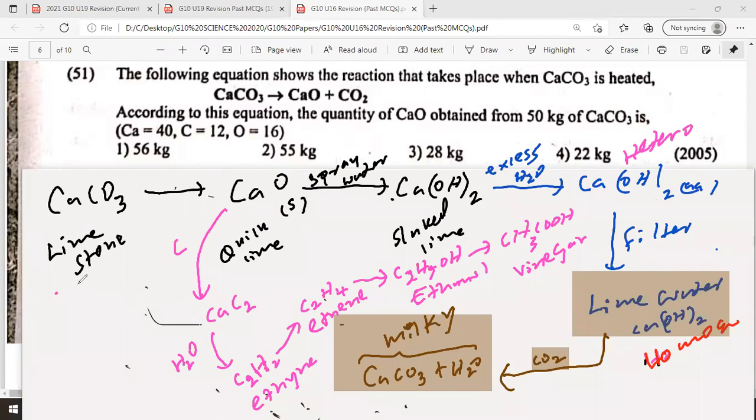Limestone is also used to make cement. The cement industry also uses it. To make cement, limestone is a must. There are many other applications of limestone, right?